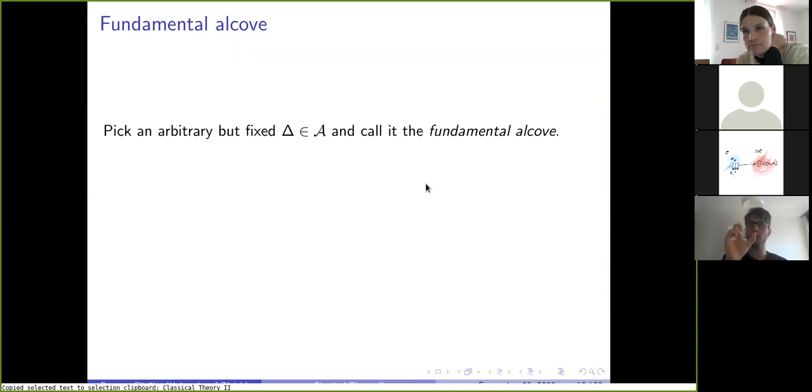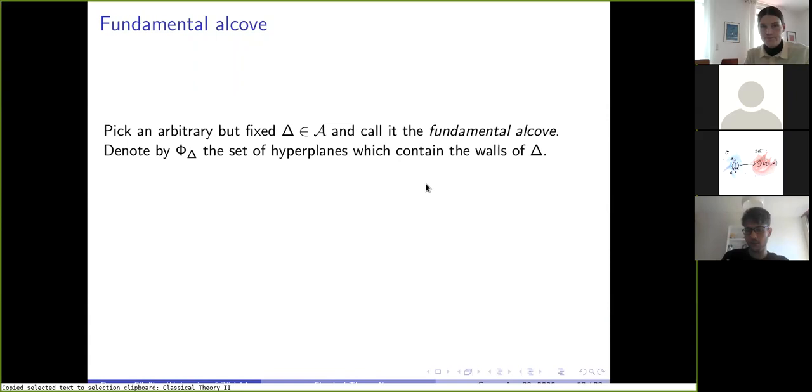So we will try to find the Coxeter presentation for every reflection group using a similar idea here. We just pick an arbitrary alcove and call it the fundamental alcove. That's the motivation behind it. We will denote by Φ_Δ the set of hyperplanes which contain the walls of the fundamental alcove, which I'll call Δ from now on. All right.